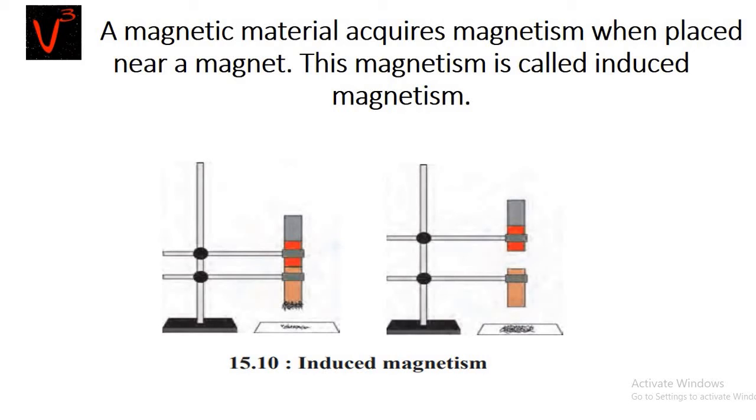In the first one you can see when the bar magnet is very close to the iron bar, iron filings got stuck to the iron bar. In the second one you can see when the bar magnet was taken away from the iron bar, all the iron filings fell down. So that is a magnetic material. Which is the magnetic material here? The magnetic material is the iron bar. It is acquiring magnetism when the bar magnet is near it. As soon as the bar magnet got separated from the iron bar, all the iron filings fell down. The magnetism in the iron bar got finished, that is, vanished.